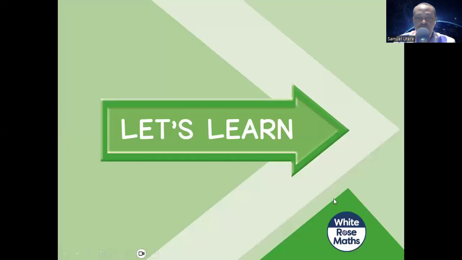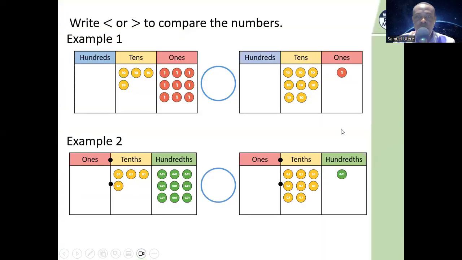Okay, let's do some new learning. Here, we're told to write either the less than or the greater than sign to compare the numbers. I want you to take a look at one of our lessons we did some time ago where we used these symbols to compare integers, and we called them the comparison operators, or the relational operators.